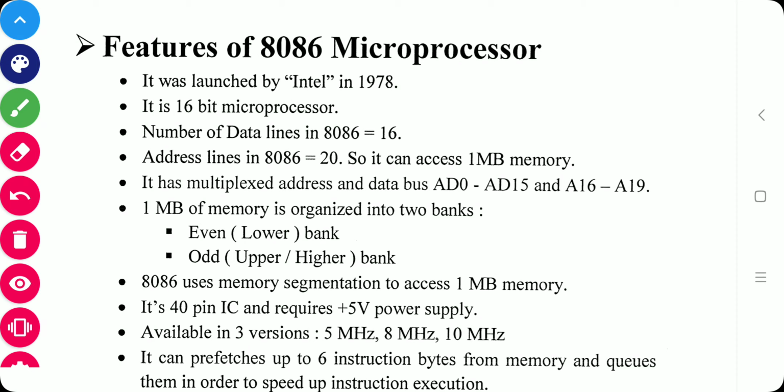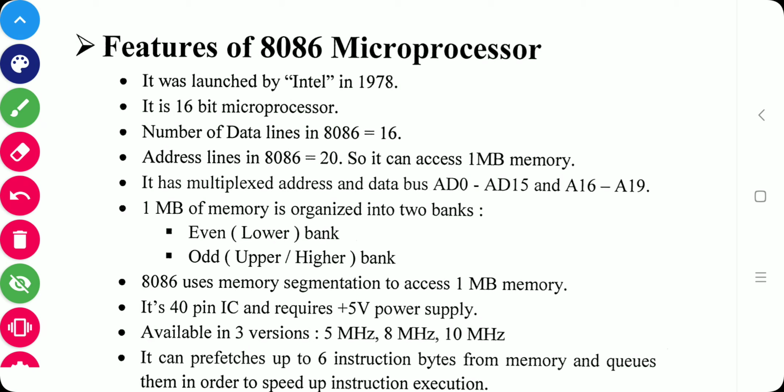So the 8086 microprocessor was launched by Intel in 1978. As I told you, it is a 16-bit microprocessor because all the registers as well as data lines are of 16-bit. That is why the 8086 is a 16-bit microprocessor. The number of data lines in 8086 is 16 and the number of address lines is 20. So it can access 1 MB of memory locations.